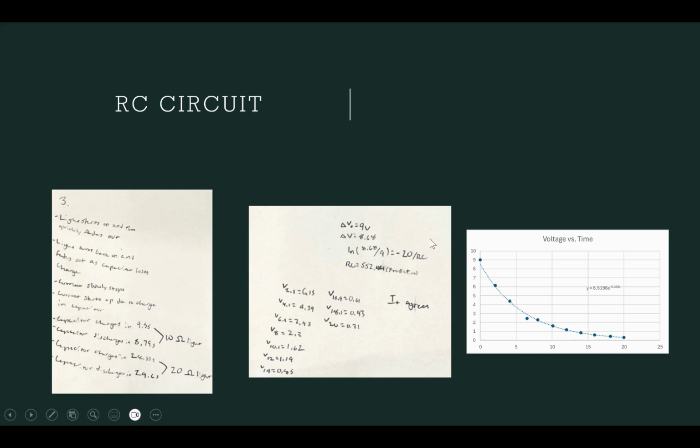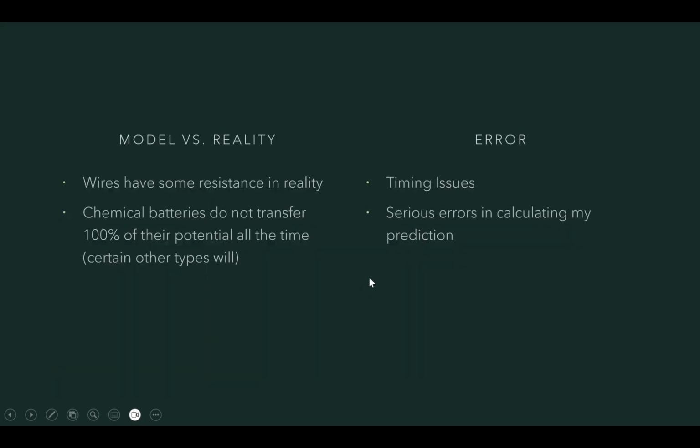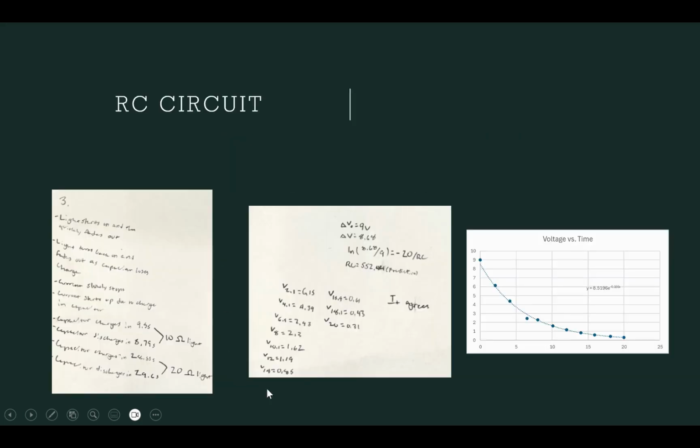Here's my prediction for the RC value with an initial voltage of 9 and a change in voltage of 8.68. So the natural log of 8.68 over 9 equals -20 over RC, and the RC was 552. These are the times that went into this graph here, and this slope would produce an RC value up here, and they don't line up because that's -1.66x.